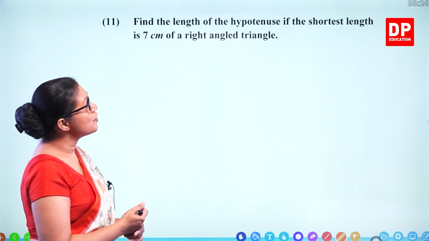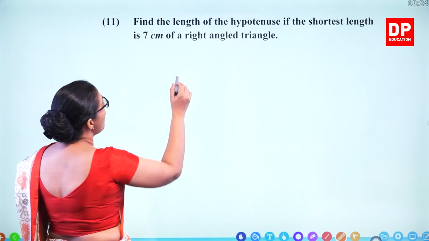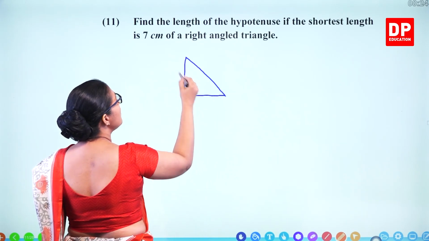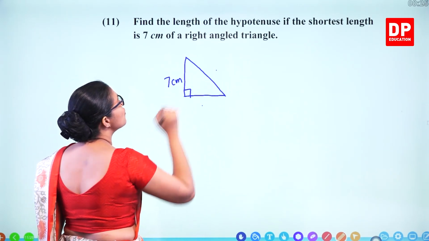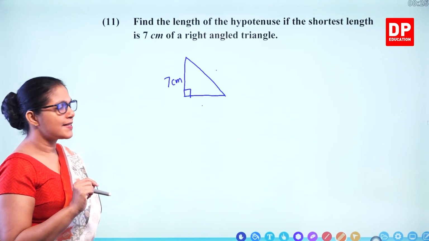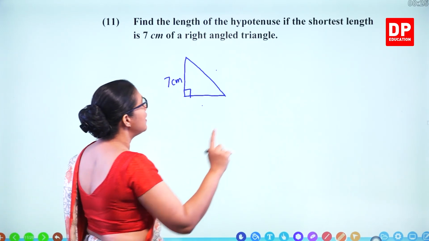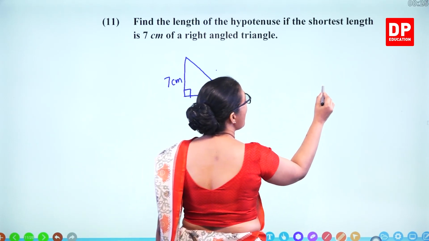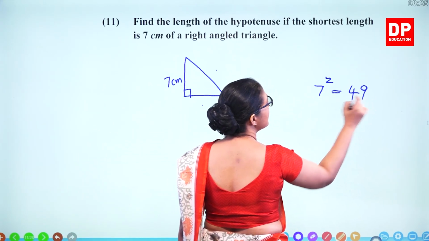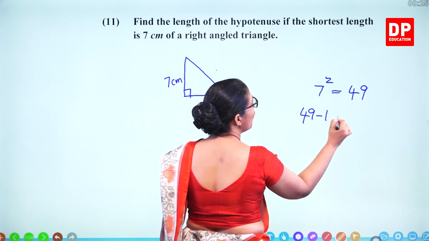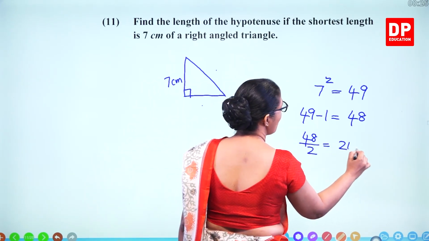Question number 11. Find the length of the hypotenuse if the shortest length is 7 centimeters of a right angle triangle. So, a right angle triangle is there. The shortest one should be one of these two, so 7 we will write on one side. How will you find the other two sides? Can you remember Pythagorean triplets? There's a way of finding Pythagorean triplets. I explained in the video as well. How do you do that? We take the value and square it. 7 times 7, 49. Then we subtract 1. 49 minus 1, 48. And we divide that by 2. 24. So the other side is 24.